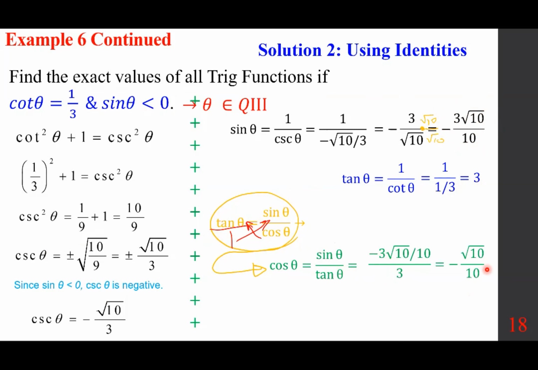And secant is the reciprocal of this. And the reciprocal of that is minus square root of 10. It's pretty simple. All right, so we can use the circle and find x, y, and r. We can find the identities in both cases. The most important thing is to recognize the quadrant. If we don't recognize the quadrant, it doesn't work.